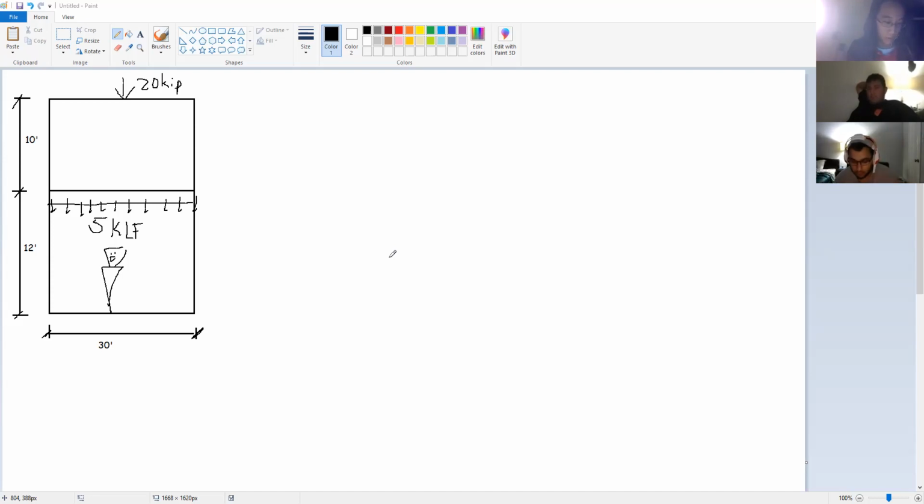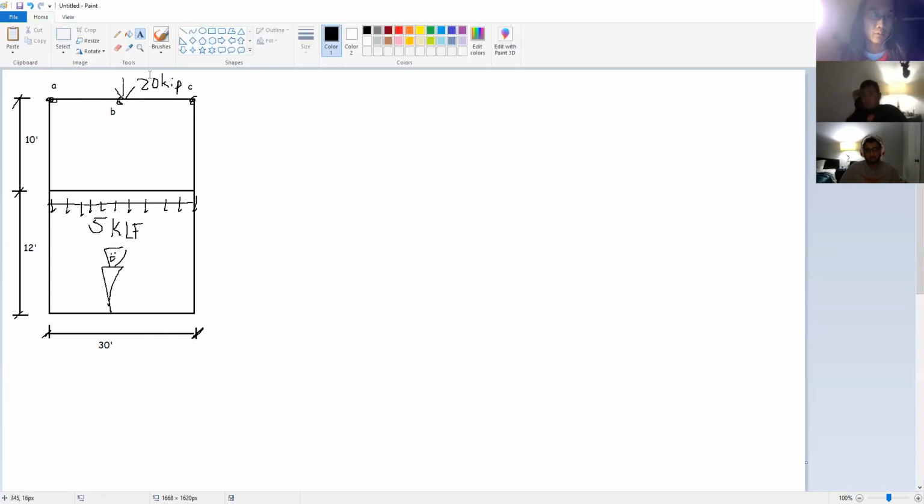Cool. I like the 3D FBD. All right. So right now we are going to start at the roof. Make this A, this B, this C. This is the midpoint, 15 feet. A to B is 15 feet. B to C is 15 feet. I'm not going to draw that.